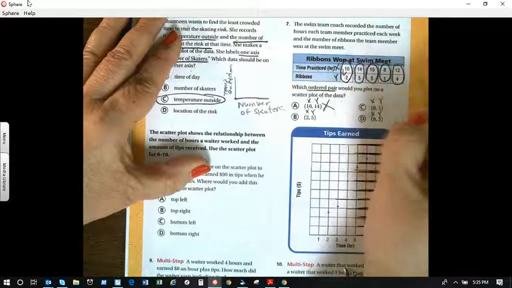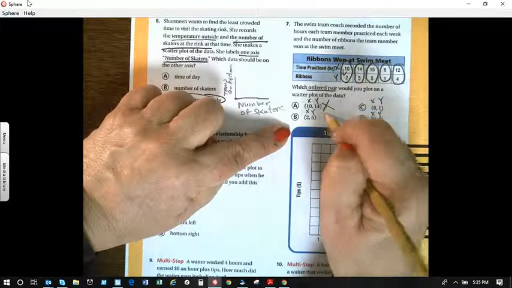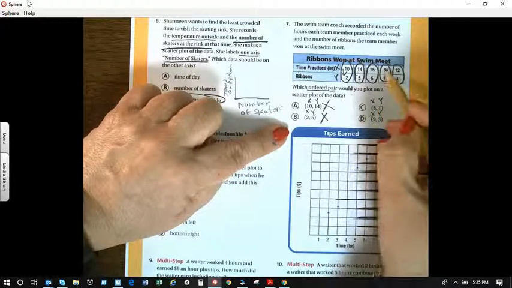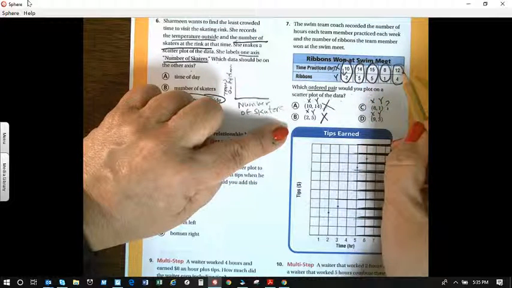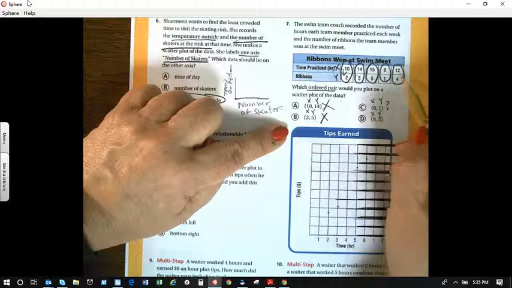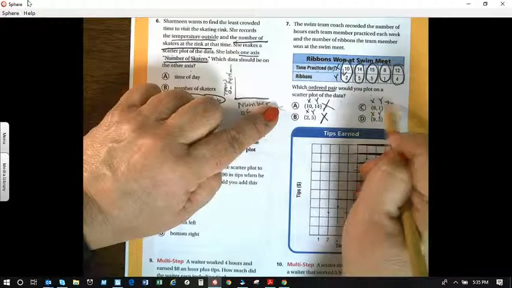A 2 and a 5, well, no, that's a Y and a Y, so that's not a correct answer. An 8 and a 1, good possibility. A 9, 3, no, I don't even have a 9 and a 3. So my answer is C.